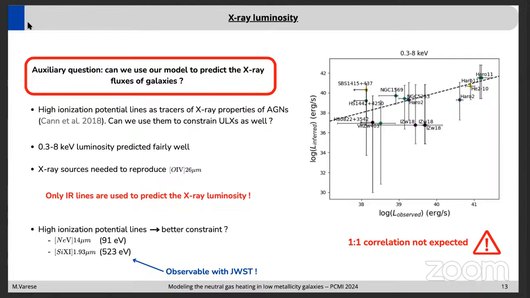So maybe someday we'll have observations and we will have some better way to look at these X-ray sources. But still, even with only one line, we have information on X-ray sources that we don't see. We don't need to have X-ray observations to have this measurement here, so it's pretty nice.